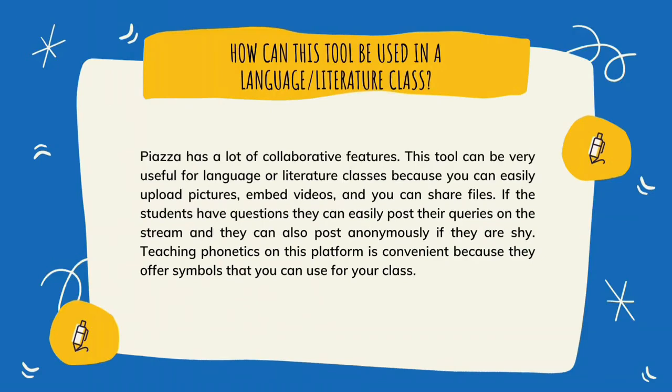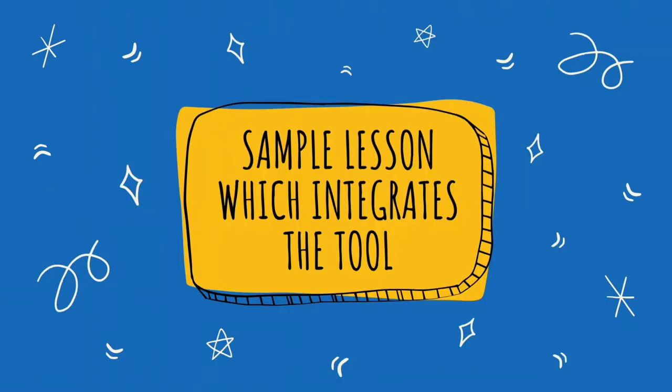So how can this tool be used in a language or literature class? Piazza has a lot of collaborative features. This tool can be very useful for language or literature classes because you can easily upload pictures, embed videos, and share files. And if the students have questions, they can easily post their queries on the stream, and they can also post anonymously if they are shy. Teaching phonetics on this platform is convenient because they offer symbols that you can use for your class. So this is a sample lesson which integrates the tool.